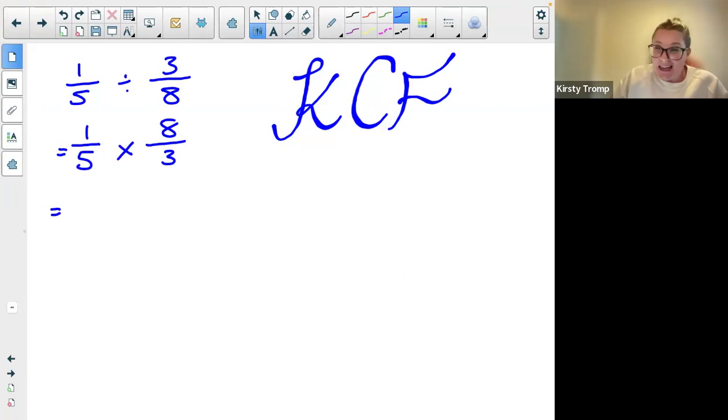If I'm looking at that, I don't see anything to cross cancel at the moment. So I've given you a really nice one. When we see this one in the test, we're like, oh, thank goodness, yes. Okay, nothing to change, nothing to cancel. So 1 times 8 is 8. 5 times 3 is 15. Nice and easy. Nice and easy, guys.